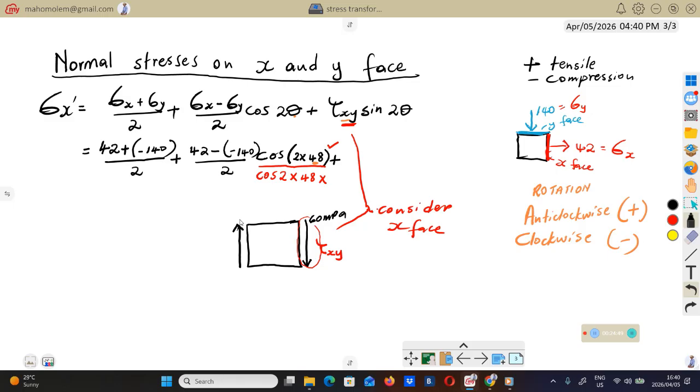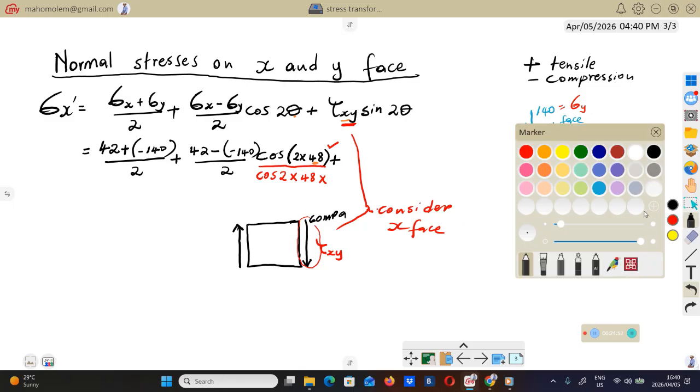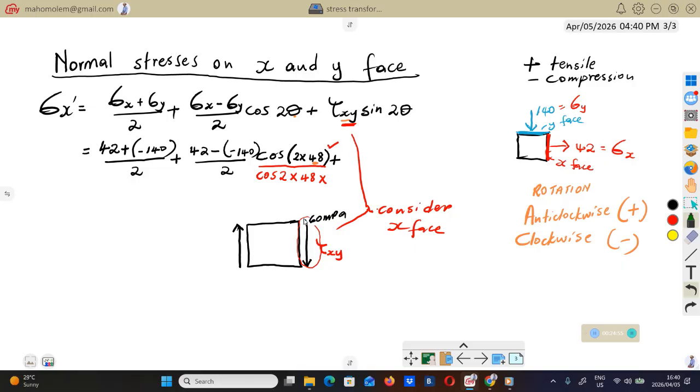Right. So what is the direction here? If you have something moving like this, what is this direction? Is it clockwise or anti-clockwise? When you move like this, it is clockwise direction. So because the direction of this shear stress on the x-face is clockwise, that's why our shear stress is going to be negative. For clockwise direction, we use negative.